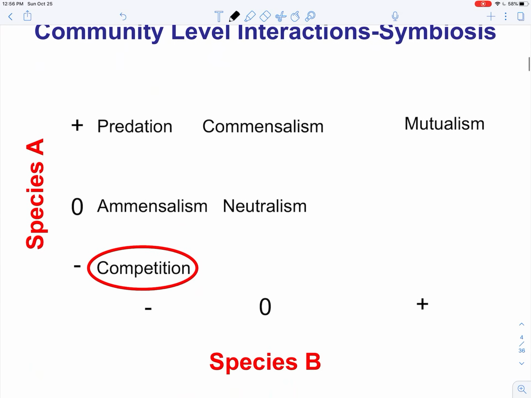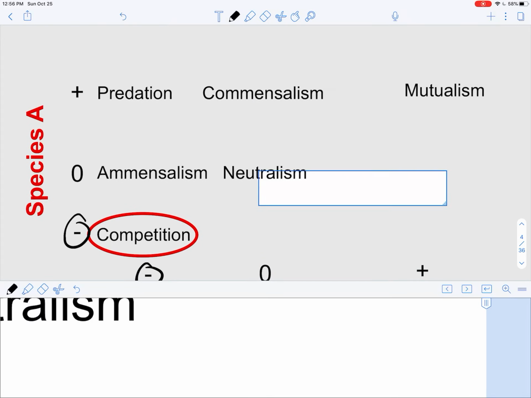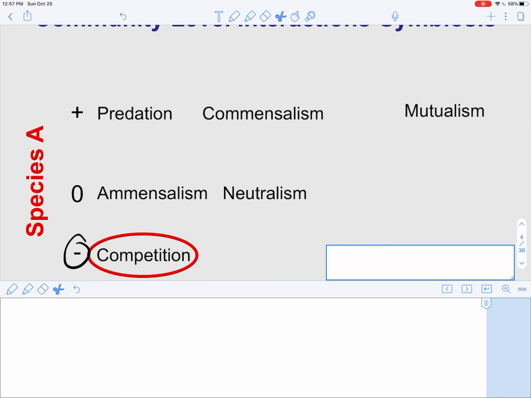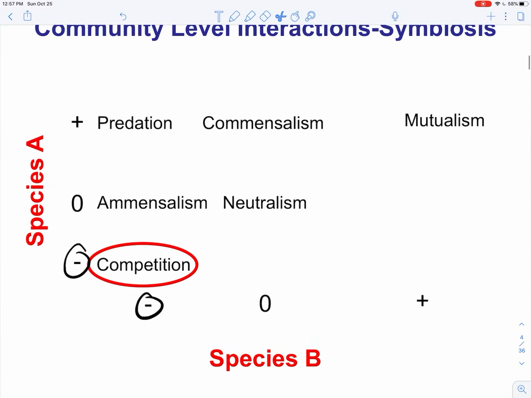I don't know what's going on here with this, but give me a second to try to fix it here. Don't know how to get rid of this little box. Oh, there we go.